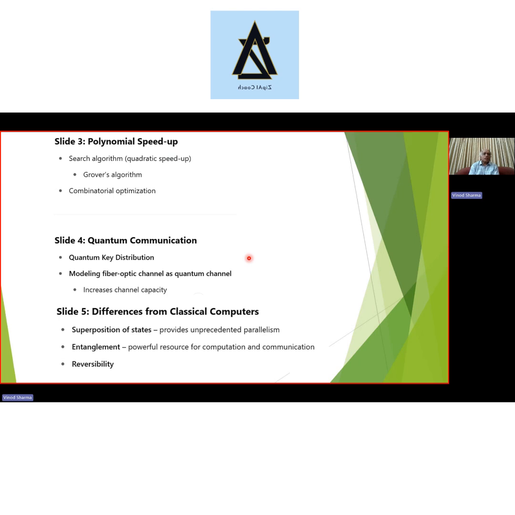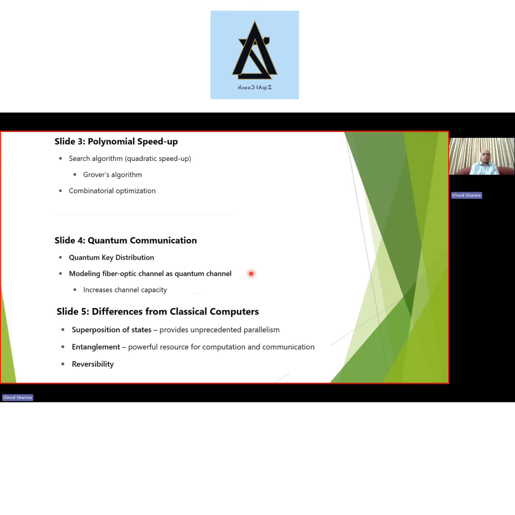And in fact, because of Shor's algorithm, a new area in classical cryptography called post-quantum cryptography has recently been started, which can withstand quantum computers. Another very important area that is influenced by quantum computing is modeling of fiber optic channels in communication.